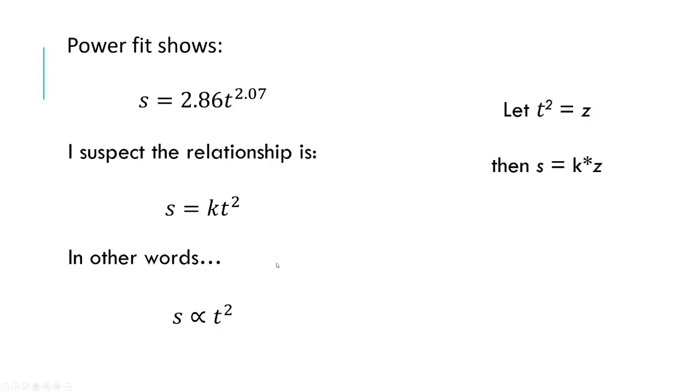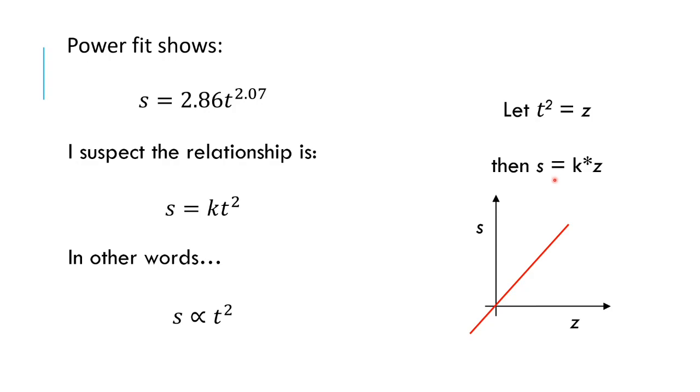Here's another way we can look at it that might be helpful to make it a little less weird. If I think about this equation, I just want to treat t squared all as one thing. So let's just call it z. Let's just call it some other variable so we can look at it in a cleaner way. s would be k times z. This is a directly proportional relationship. This is like a y equals kx kind of thing.